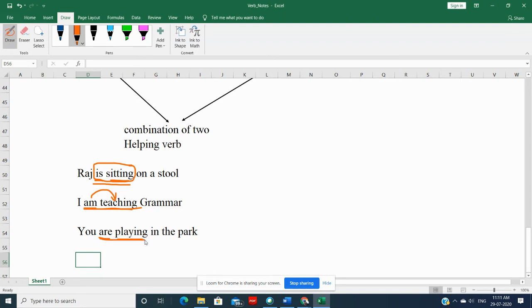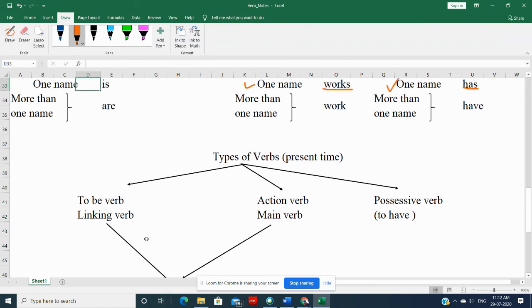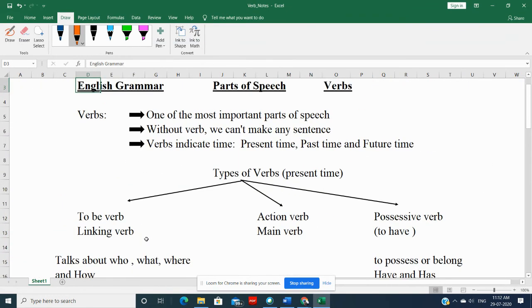But if you want to say separately, we can say that is sitting is a verb, but is is the helping verb, sitting is the main verb. Am teaching is the verb, am is the helping verb, teaching is the main verb. Are playing is the verb of this sentence, are is the helping verb, and playing is the main verb. Alright, so this is how we can make a verb.